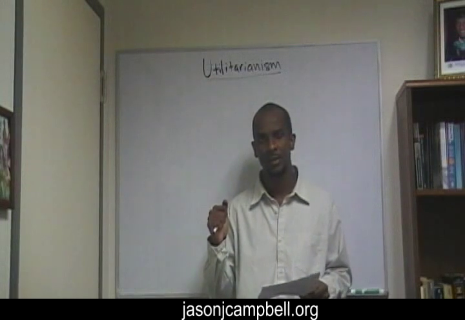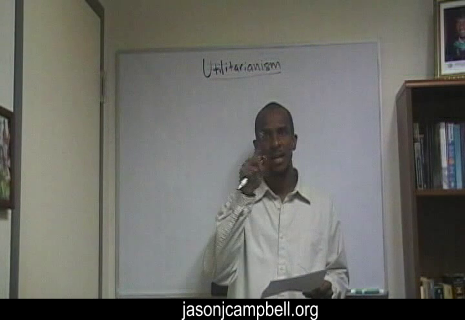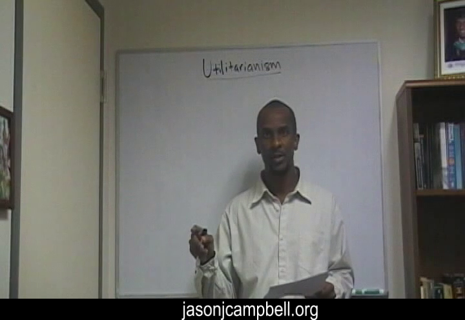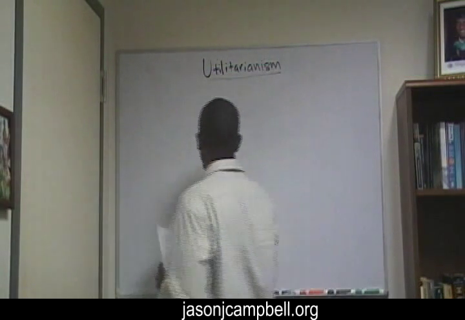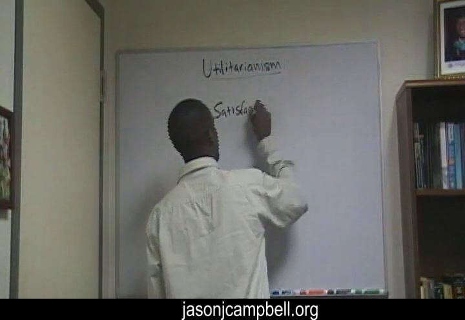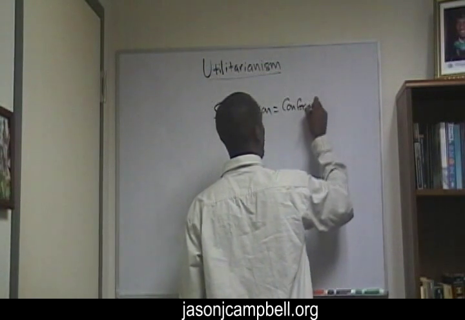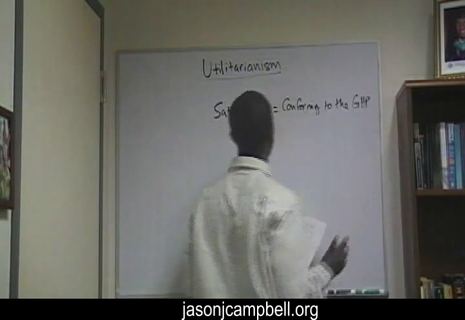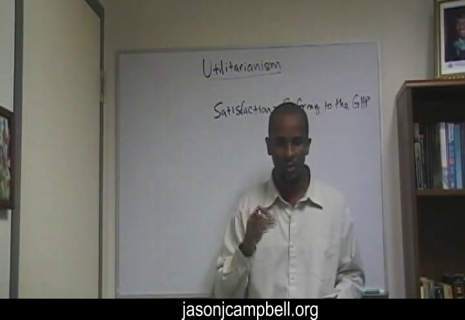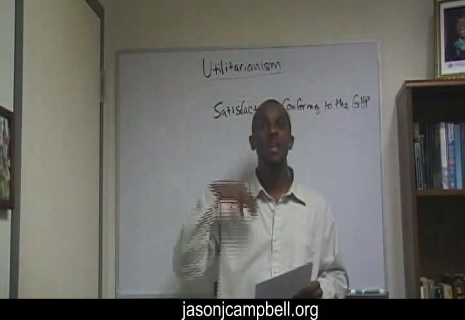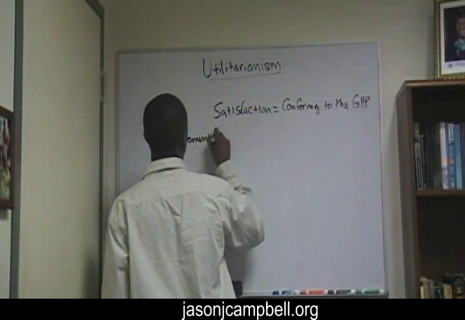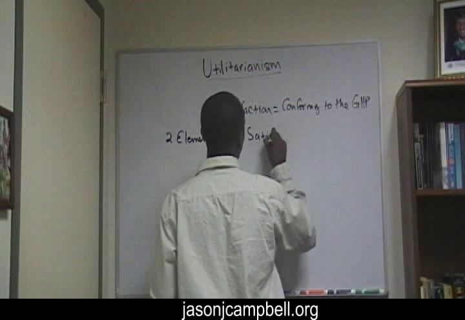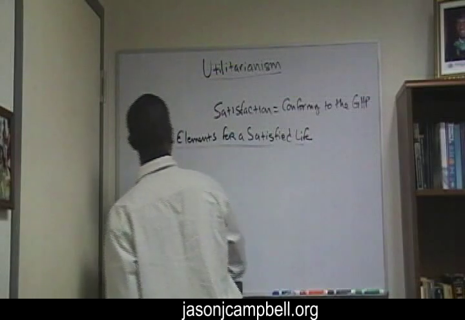He said that there are two constituents of a satisfied life. Remember, we talked about satisfaction in the last video, and we saw that satisfaction was related to and corresponded with conforming to the rules of the GHP. Just look at, I think it was video 3 or 4, that satisfaction, according to this system, equals conforming to the greatest happiness principle, right? We saw that in the last section. Well, what Mill does now is he talks about the constituent parts of satisfaction, the elements that make up a satisfied life. These are the two elements for a satisfied life.